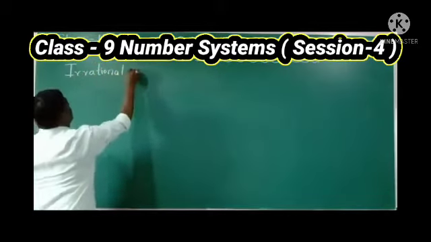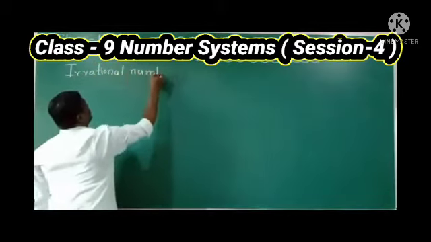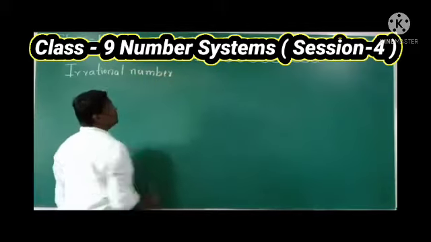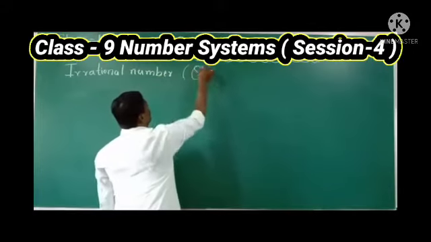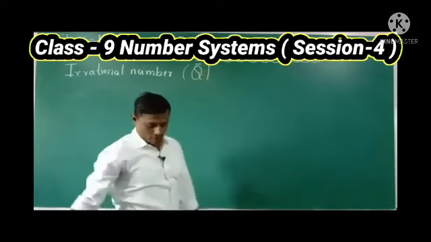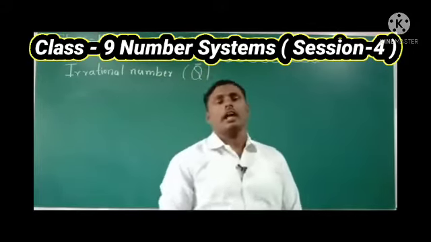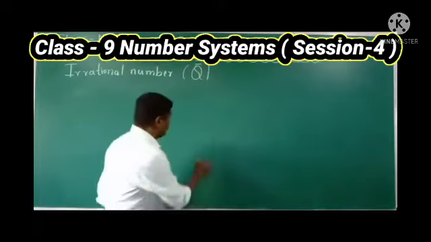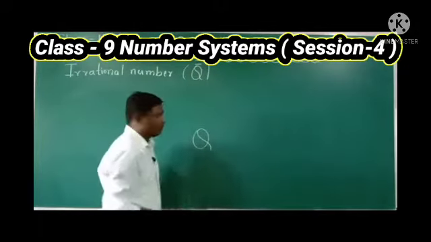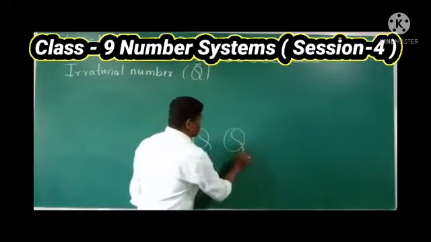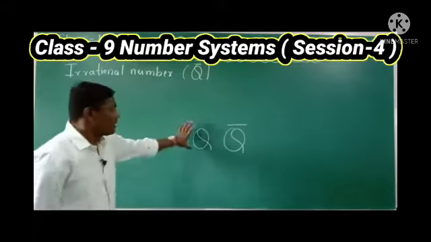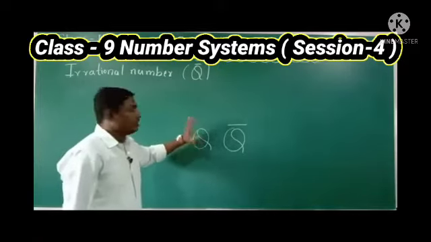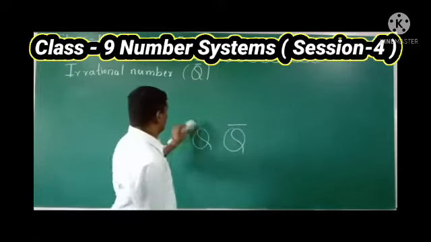Irrational number. So these irrational numbers are denoted by the symbol Q bar. Usually we denote the rational numbers with the help of Q, and irrational numbers we denote with the symbol Q bar. So this is the rational number and this one is the irrational number.